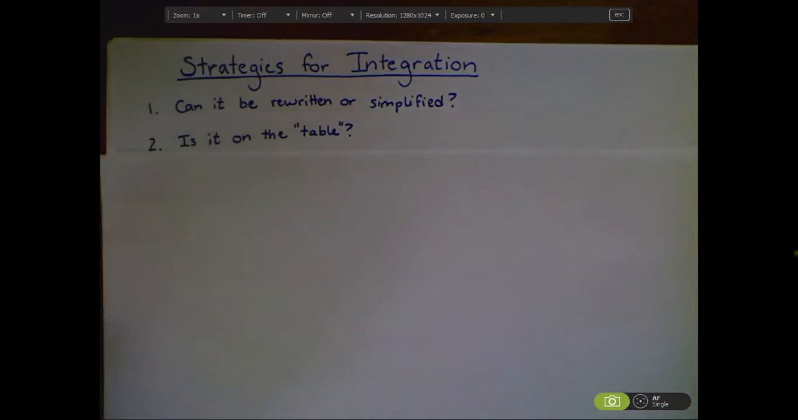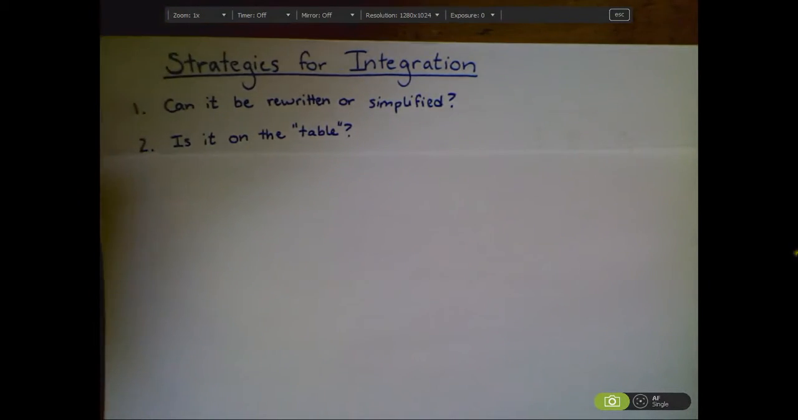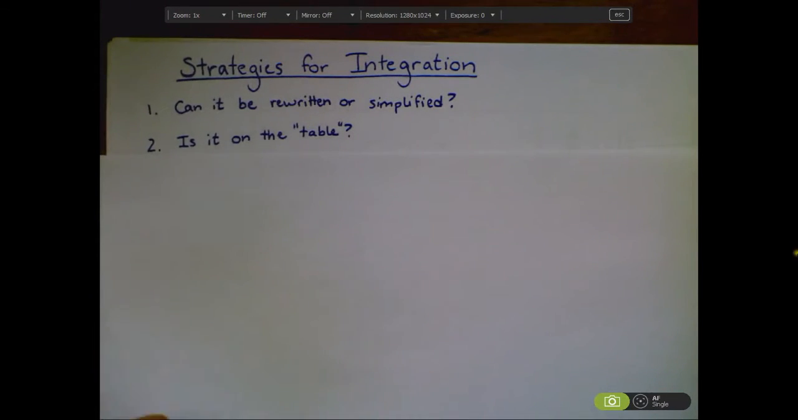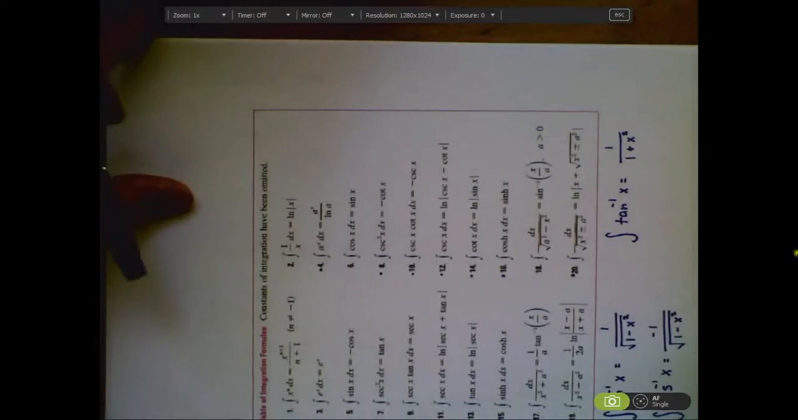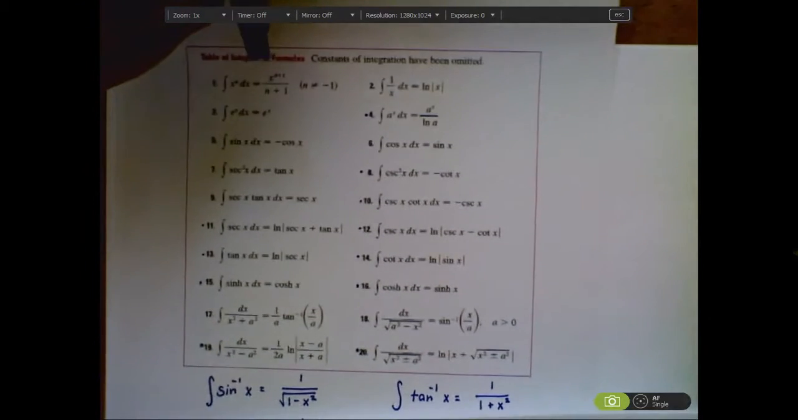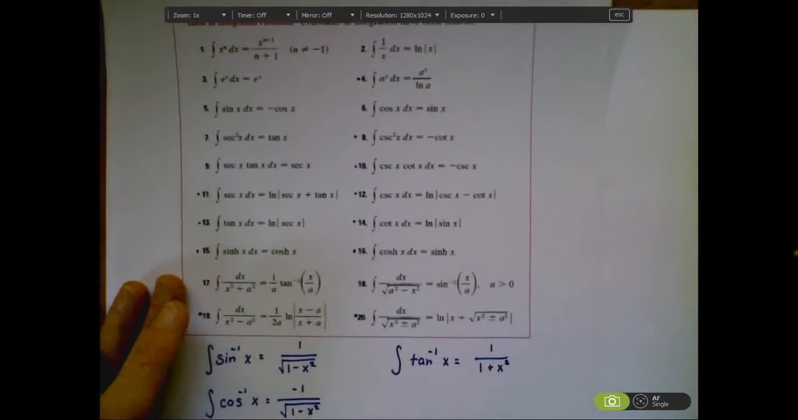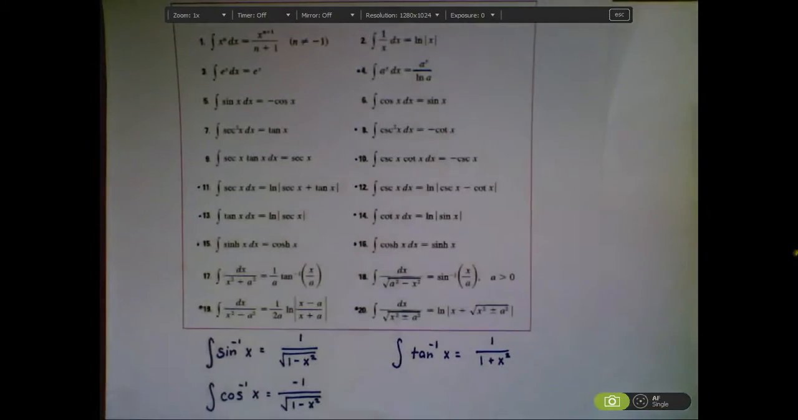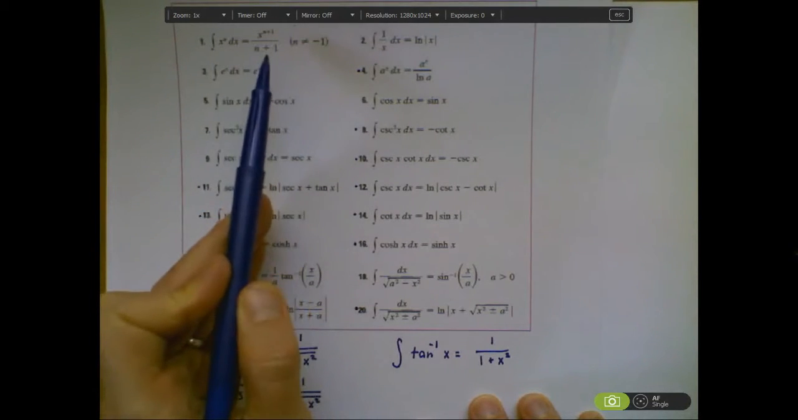The next thing is to ask, is it on the table? Meaning, there's a set number of integral facts that are important to keep track of, and I printed out a table. You can take a screenshot of that, or you can look it up in an ebook. Some of these, it looks like a lot, right? But some of these are things that we already know. This is just power rule, where I raise the power and divide by that power.